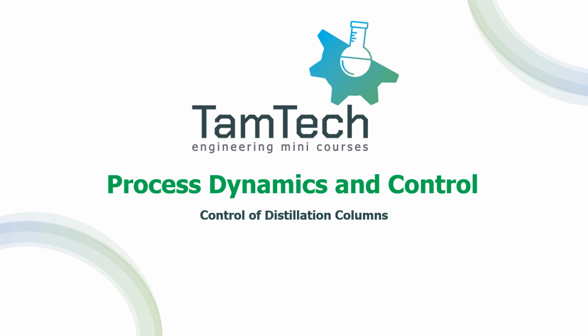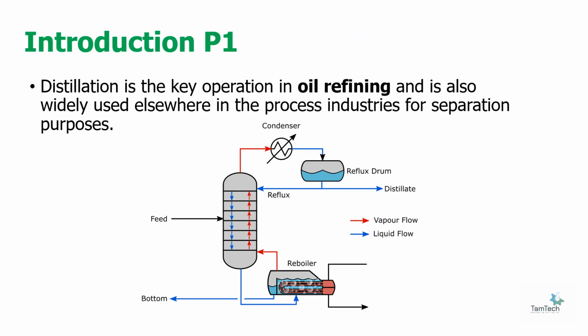So today we are going to talk about another video series in separation unit operations. We are going to discuss the control of distillation columns in the process dynamics and control video series. To start with, as you know, distillation columns are the most used separation equipment in downstream facilities, and their control directly affects production rate and quality at the end of the day.